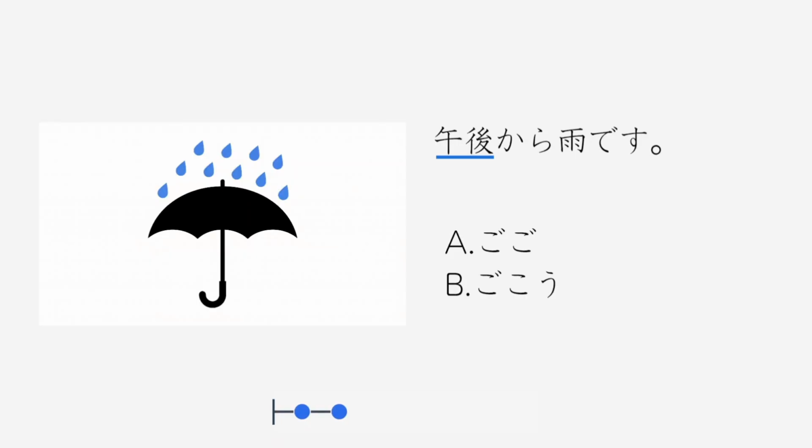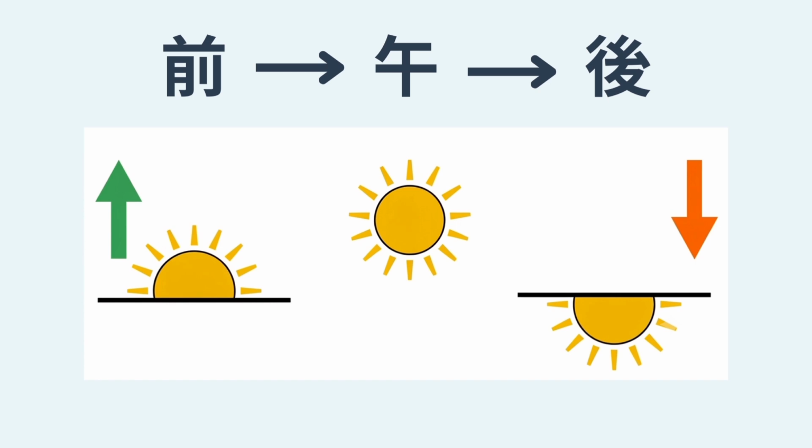How do you read the underlined kanji? The answer is A. Go is the center of the day. Zen is before. Go is after.